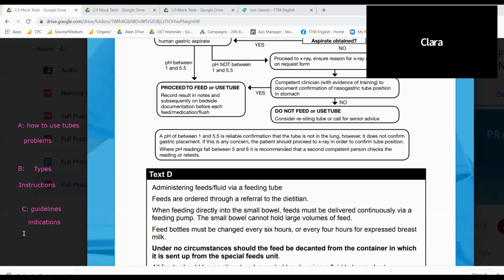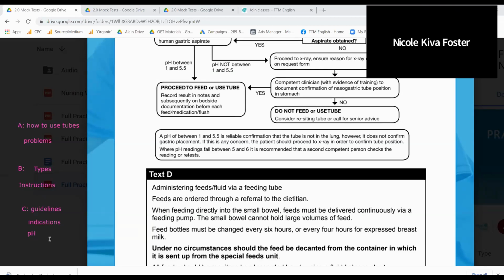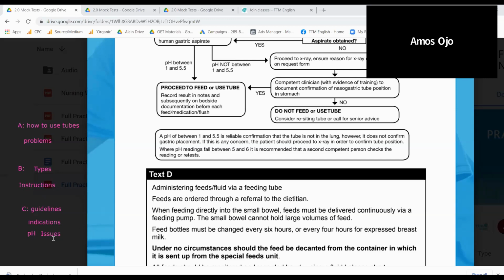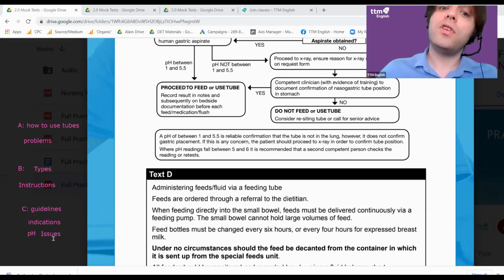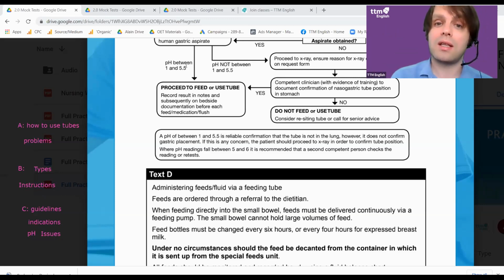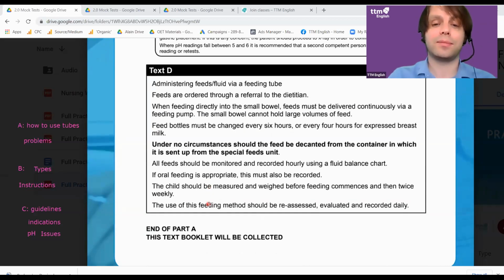Warning. Warnings. Issues. It's interesting how you often get issues at the bottom of the text. Not a beta blocker like a metoprolol? Ah, so if you can pull that out, write that down, or memorize that.